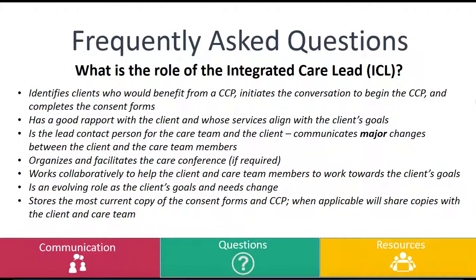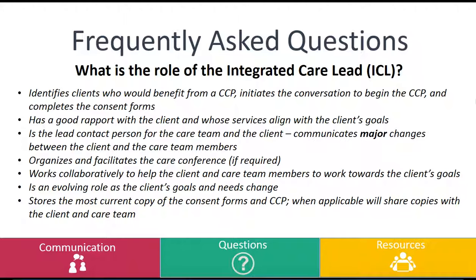So the first question is, what is the role of the integrated care lead, or the ICL? The integrated care lead may be the first person to identify that a client would benefit from a coordinated care plan. They can initiate the conversation about having a coordinated care plan, and if the client would like to move forward, then the integrated care lead would review the patient agreement form and complete the consent form. They establish a good rapport with the client and whose services align with the client's goals. From there, the ICL, or integrated care lead, can initiate the care plan and begin to build the care team with the client. So really, they are the lead contact person for the care team and the client.